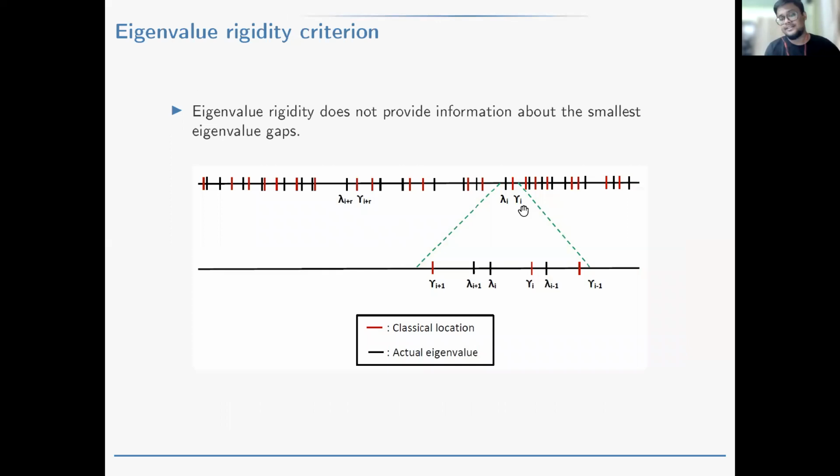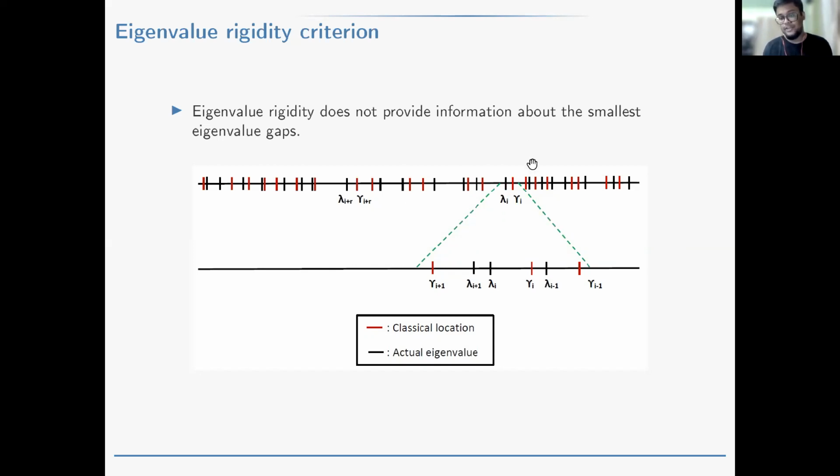So if you're looking at eigenvalues that are far apart, if you want to calculate lambda I plus r minus lambda I, let's say where r is large, you see that they are well approximated by gamma I plus r minus gamma I. So when you're looking at eigenvalues that are far apart, the eigenvalue rigidity criterion can act as a very good approximation of the distance between the actual eigenvalues.